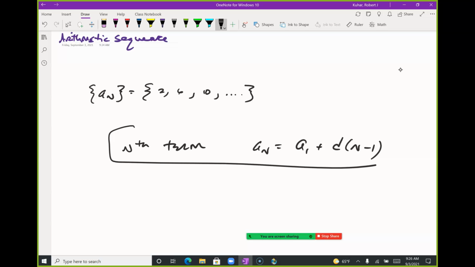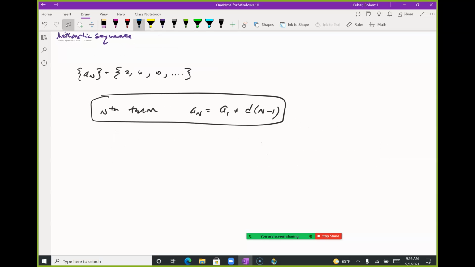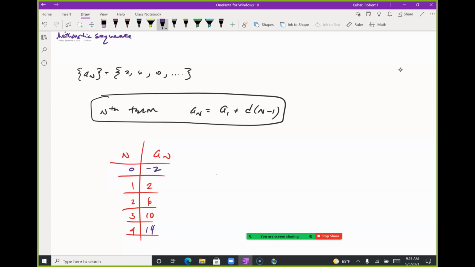So this is our easy way, but let's again show that it is related to the equation of a line. We want to look at n and a sub n, and we want to leave a place for the zero term, even though most of the time we start with the first term, we can talk about a zero term. So I had 2, 6, 10. What would be next, by the way? 14, right? It's pretty easy to add 4. If it's easy to add 4, it's easy to subtract 4. So what would be the zero term? Negative 2.